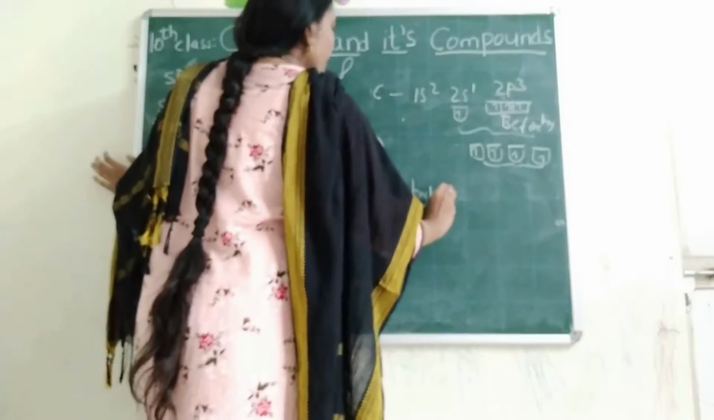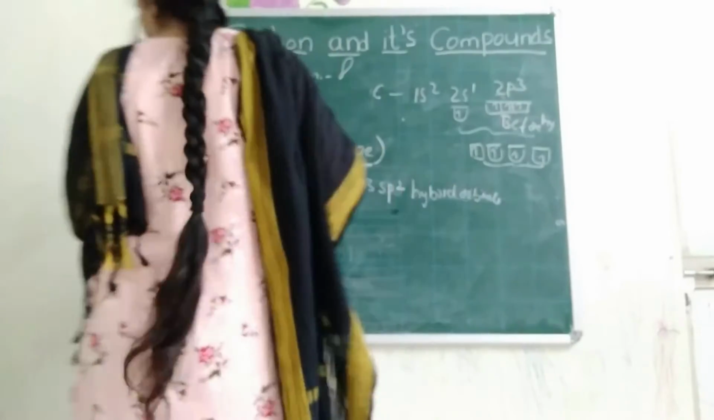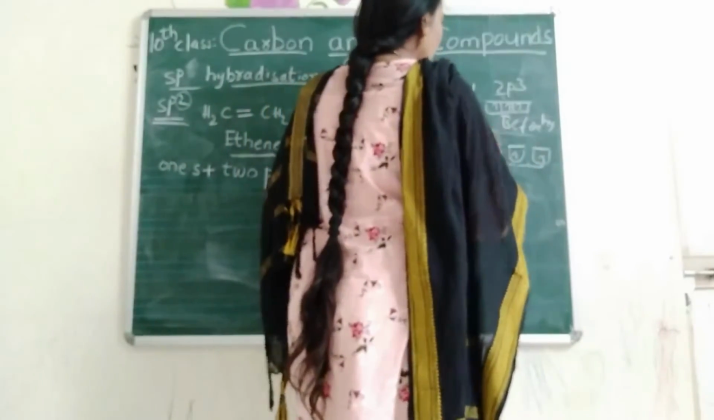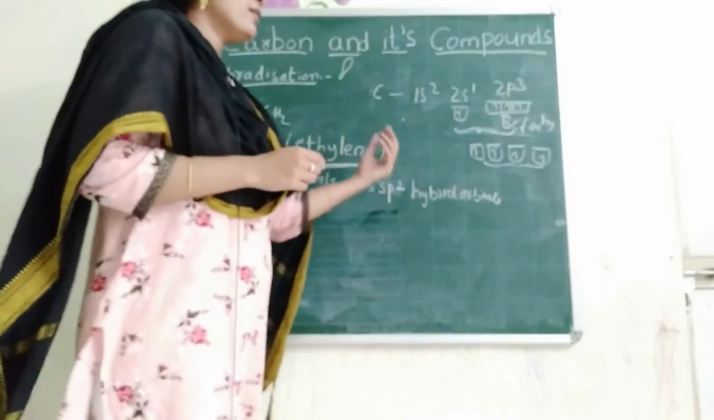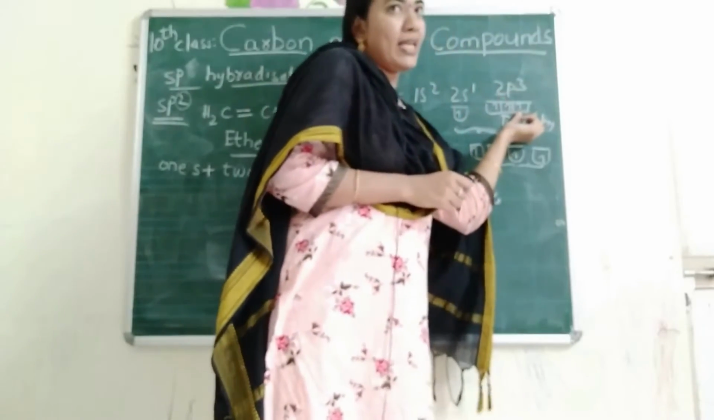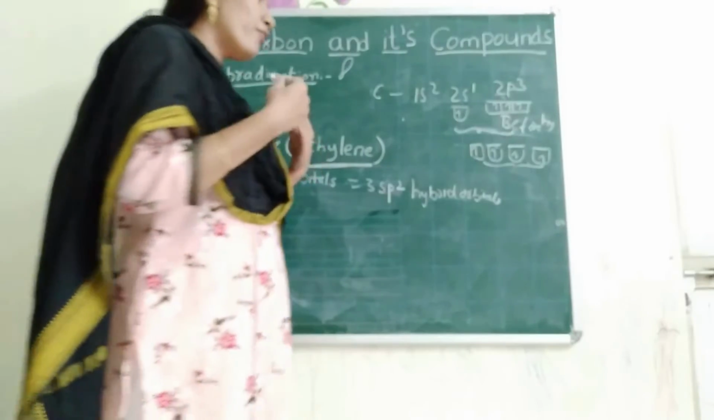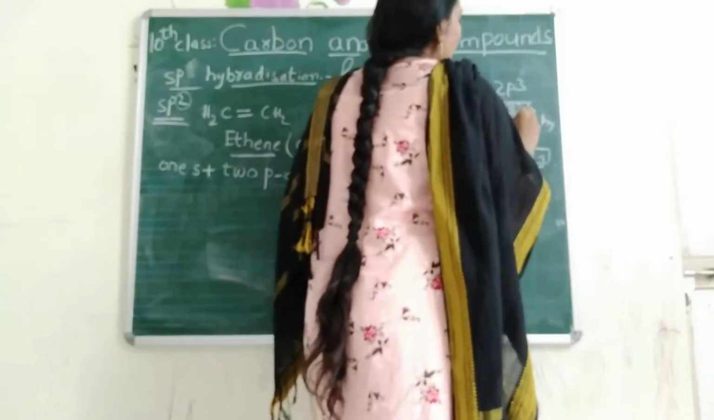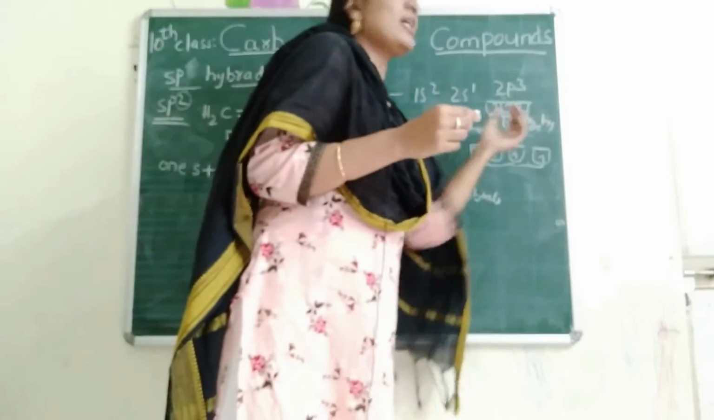What is happening here is that one s orbital intermixes with 2 p orbitals. That means in this case 1 p orbital remains unhybridized, and this orbital is called the unhybridized orbital. For convenience, I am naming them px, py and pz. I am considering that the pz orbital is unhybridized.